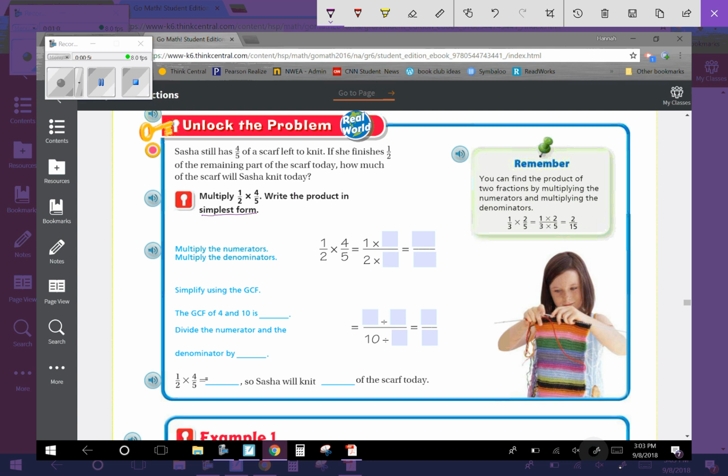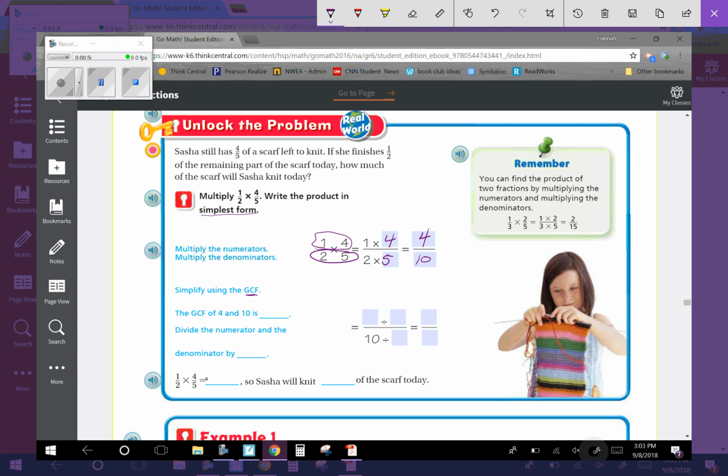And so first, we're just going to multiply the numerators. Just multiply across the top. So I'm going to take 1 times 4. 1 times 4 is going to equal 4. Then I'm going to look right here, and I'm going to take 2 times 5, which is 10. 4/10 is not in simplest form.